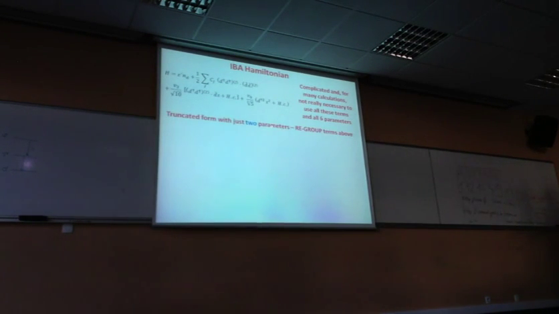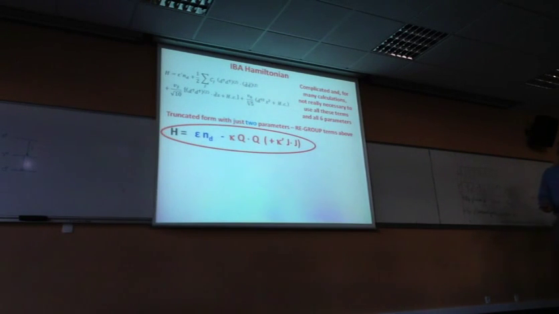And I'm going to truncate it just to two parameters. You're actually going to see a third, but I'll talk that one away. And then we'll bring it back this afternoon. So here's the Hamiltonian I'm going to use. Epsilon n_d we've talked about. Kappa times Q·Q. These Q's are just linear combinations of some terms here.